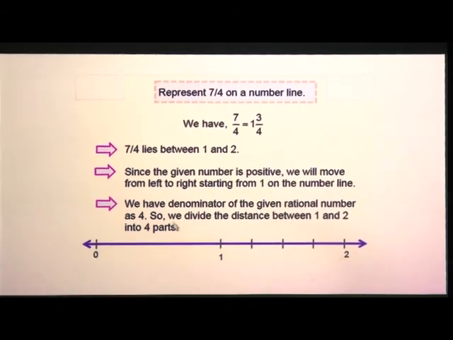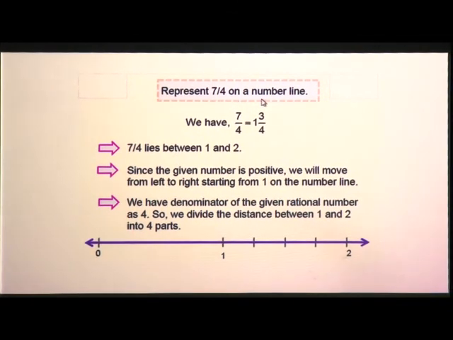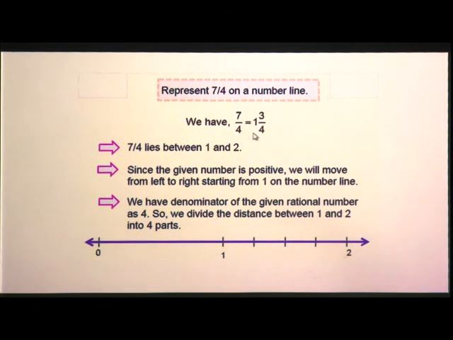Now, we will see one example, so it will be easier to understand. Represent 7 upon 4 on a number line. We have 7 upon 4, which is an improper fraction, so we have to make it into a mixed fraction, that is 1 whole 3 upon 4. So, 7 upon 4 lies between 1 and 2. I told you that you have to add 1 to q to get q plus 1, so now it is 2. So it lies between 1 and 2.